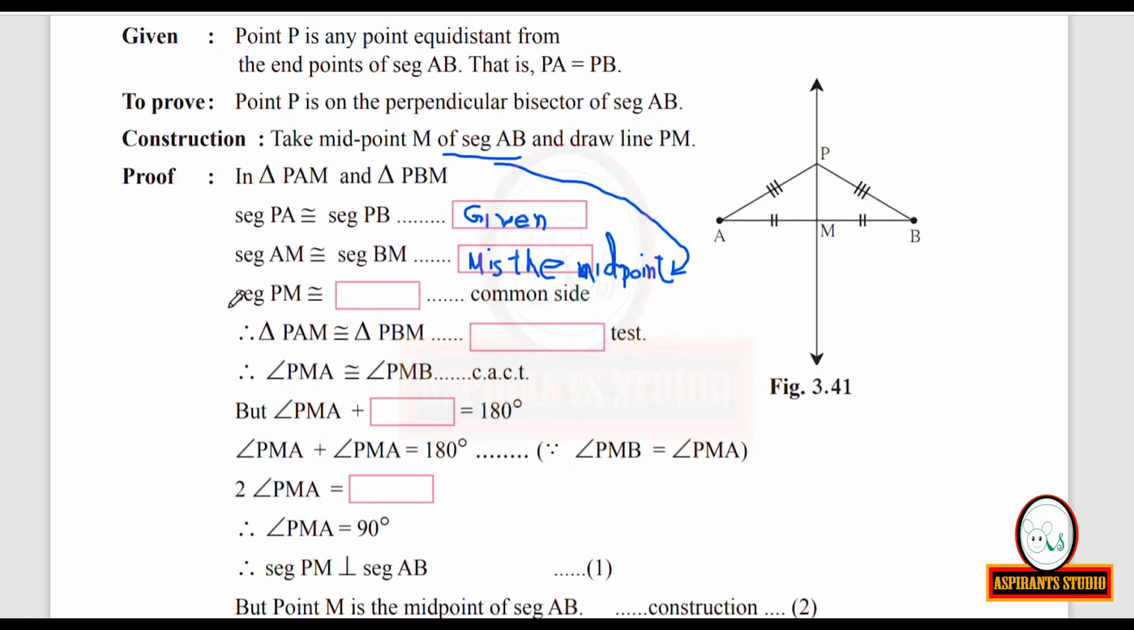Now, segment PM is congruent to segment PM because common side. The reason is common side. So, the same segment PM has to be written here also. Segment PM is congruent to segment PM, common side.